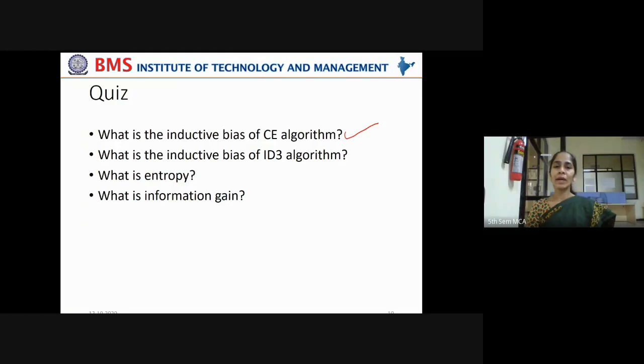What is the inductive bias of candidate elimination algorithm? I have stressed on this point throughout the class. What is the inductive bias of candidate elimination algorithm? Means, what are the assumptions made in candidate elimination algorithm?